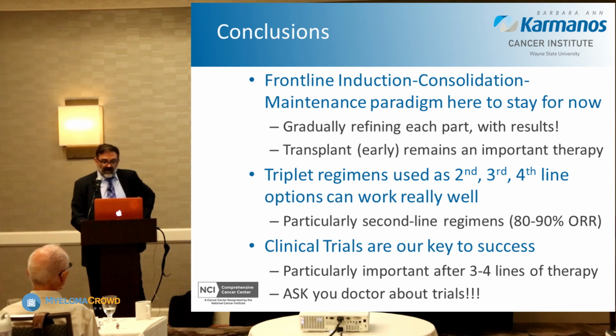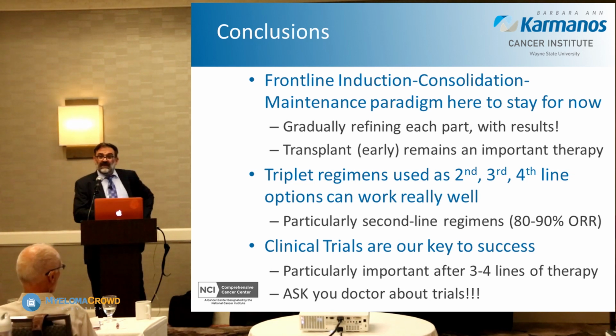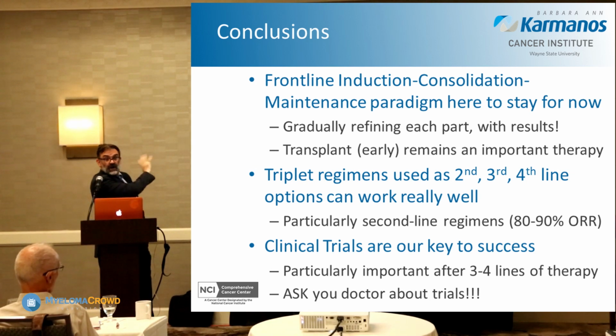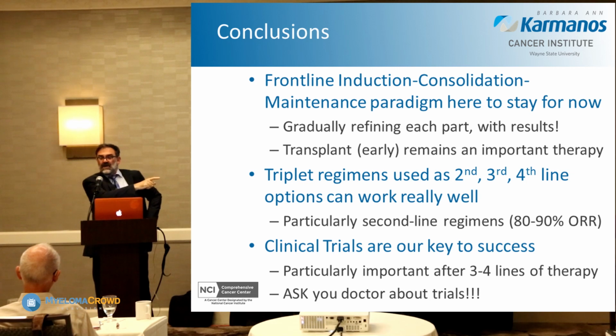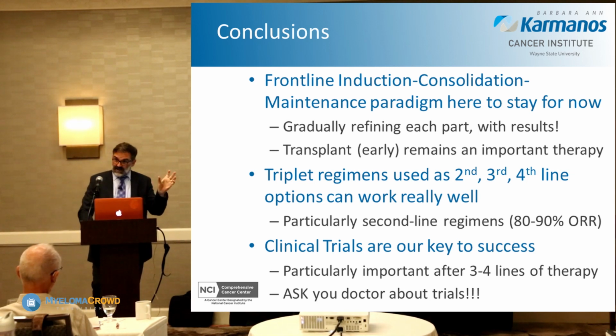We are gradually refining each part. Triplet regimens, as I showed you, we use RVD frontline, but we're looking at other triplets frontline, and almost all of those options that I showed you, the approved ones and the phase 1-2 ones, are triplets. And we still use triplets, and they tend to work better than doublets, even as second-line therapy. Response rates remain in the 80 to 90% range for second-line therapy and sometimes for third-line therapy. So we expect disease control.